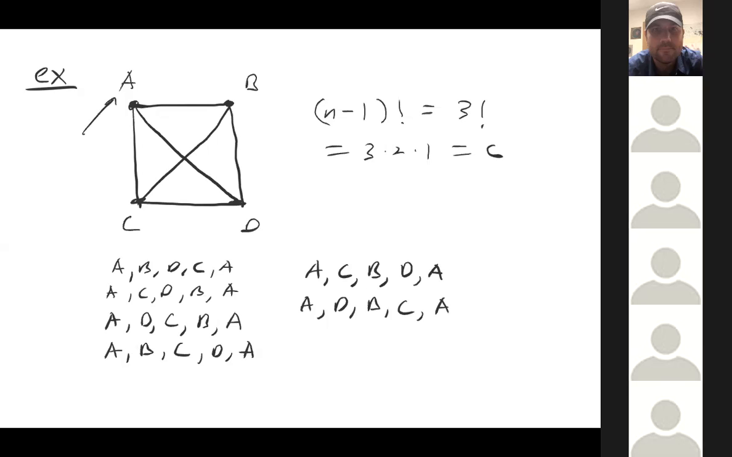So just always assume that you're going to start at the same letter and end at the same letter. Okay, that's the easiest way to do it.